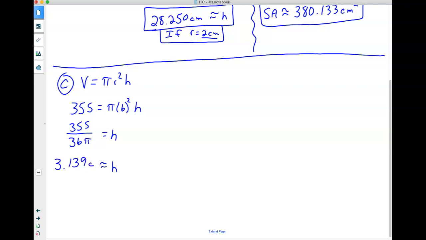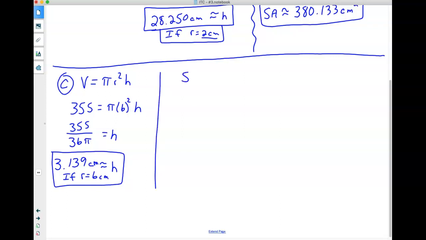3.139 centimeters if r equals 6. Okay. Well, now that we know the height and the radius, now we can find the surface area. Because again, surface area equals 2 pi r squared plus 2 pi r h.